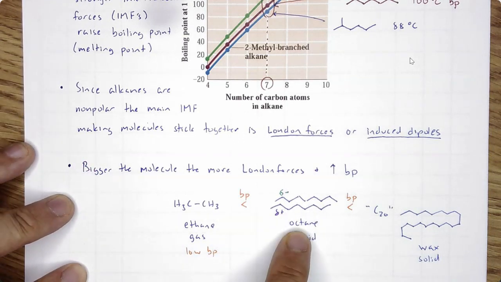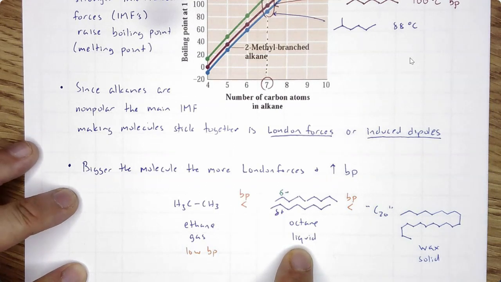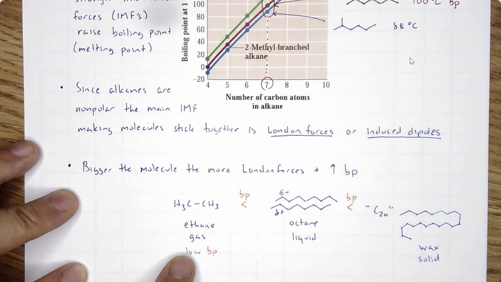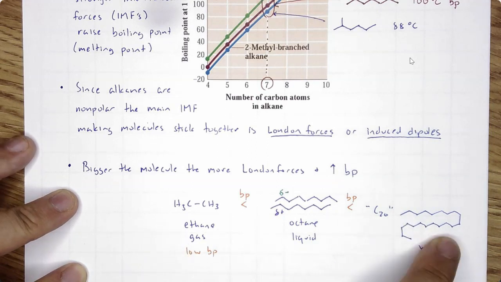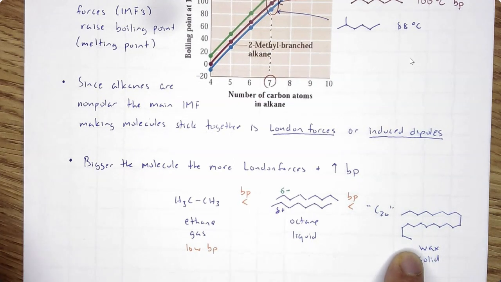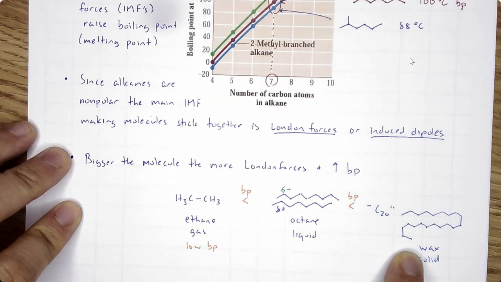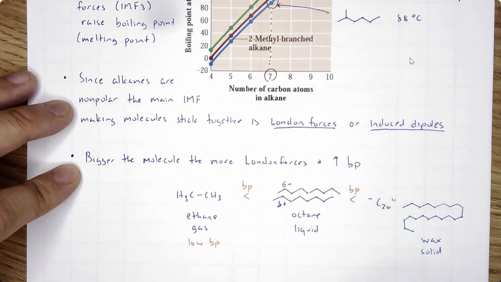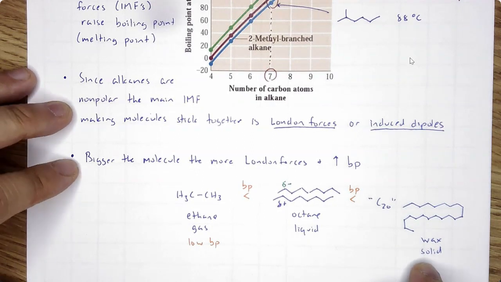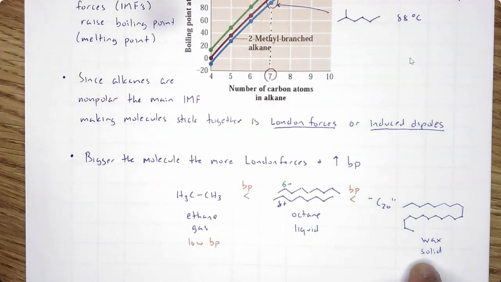And that's why octane is a liquid, definitely a higher boiling point than the gas. And now if we increase it to 20 carbons, a 20-carbon alkane, that is actually the structure for wax on a fruit, like apple wax, natural apple wax. And that's solid, right? It's not a liquid. So that has even a higher boiling point.